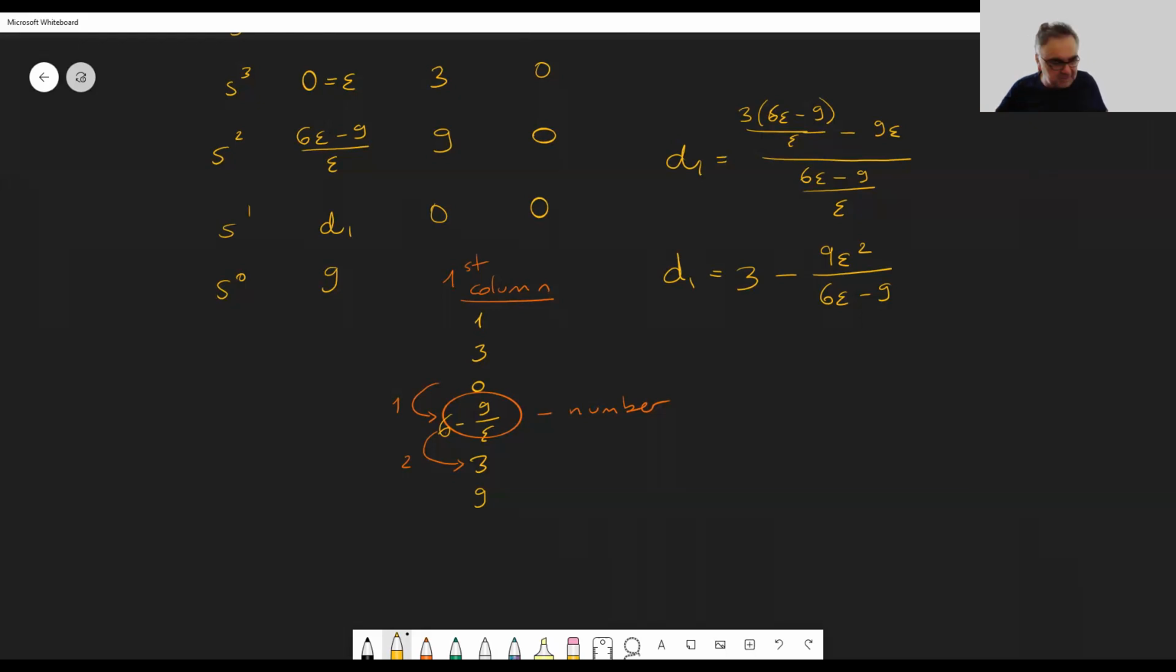So it means that this is an unstable system with 2 poles.